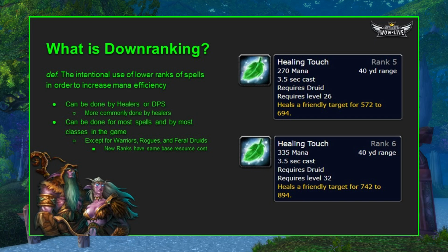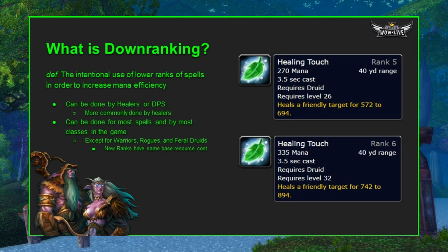Yes, that's right. In Classic WoW, sometimes it's prudent to use lower ranks or weaker versions of the spell that you have. Now, this can be done by any class that has mana, healers or DPS, but it's much more commonly done by healers. And it can be done for most spells in the game and by most classes, with the exception of warriors, rogues, and druids in either bear form or cat form, as new ranks have the same base resource cost. Since rage and energy are capped at 100 usually, unless talents are involved, these spells just gain additional damage or effect, so you can't downrank these.